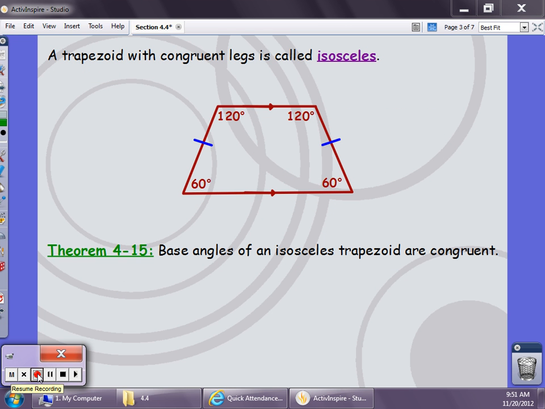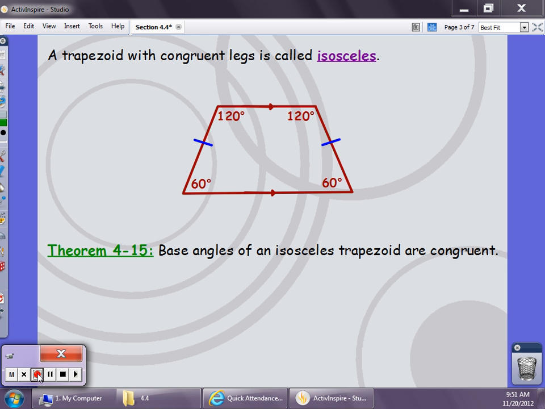A trapezoid with congruent legs is called isosceles. So in the diagram, we know that this is a trapezoid because we have one pair of parallel sides. We also know that this is isosceles because the legs of the trapezoid each have one tick mark, which means that they are congruent.